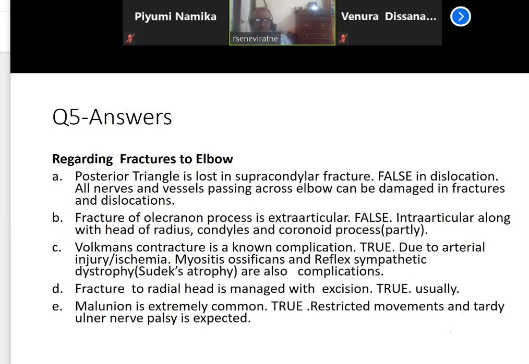So go through the answers, please. As you can see, it's not only the olecranon process, head of radius, condyles and part of the coronoid process, they are all intra-articular. So Volkmann's contracture is a complication and it's due to arterial injury or ischemia.